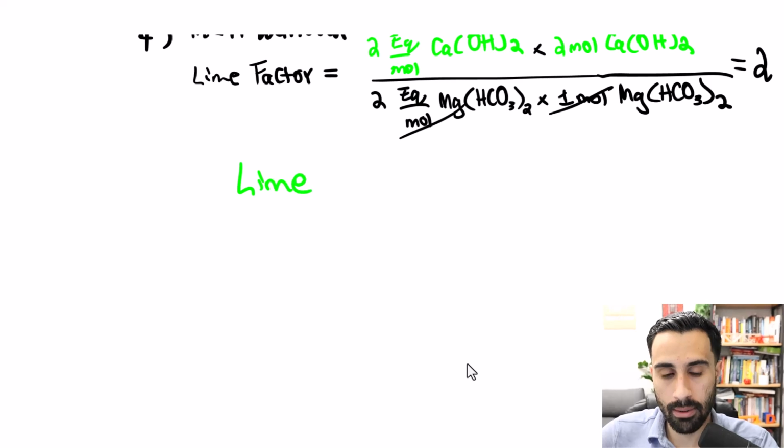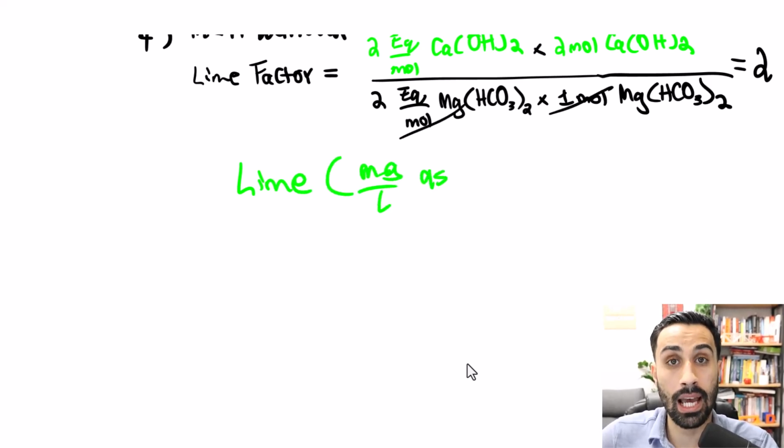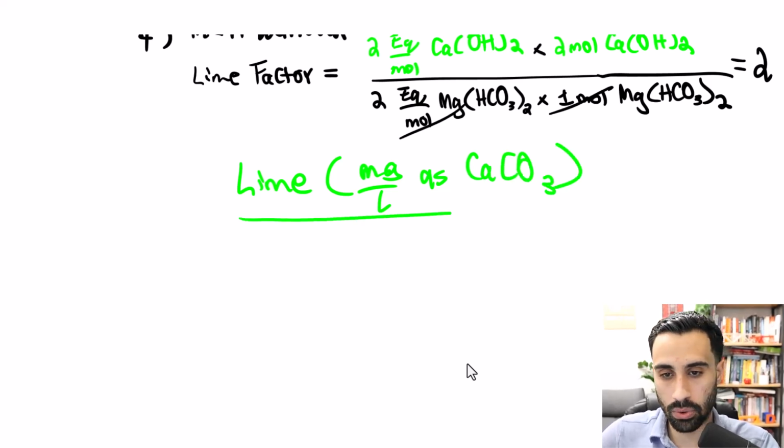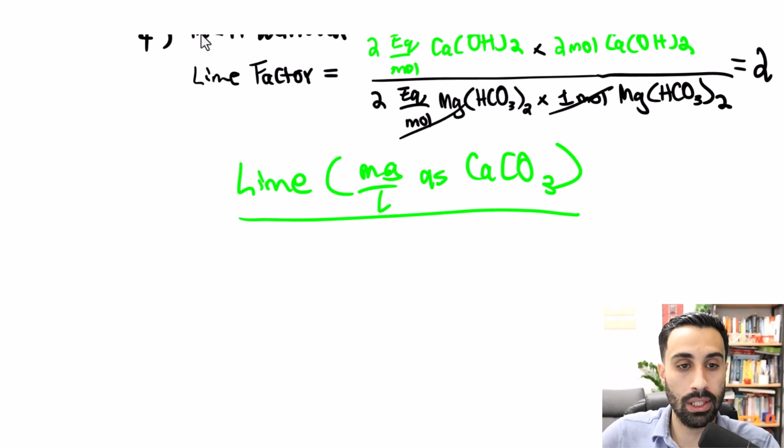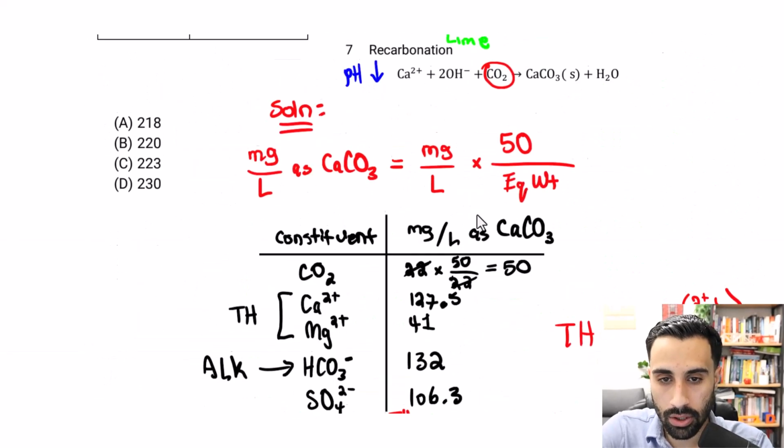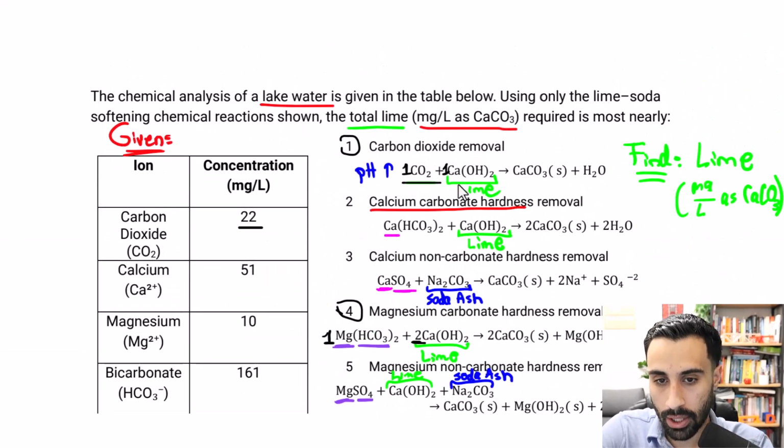What is the lime dose required in milligram per liter as calcium carbonate? And let's see, this is the total amount, and the units will be all in those units, milligram per liter calcium carbonate. We can start with the first one. So that carbon dioxide is consumed. We use lime. Notice carbon dioxide removal using the green stuff, lime.